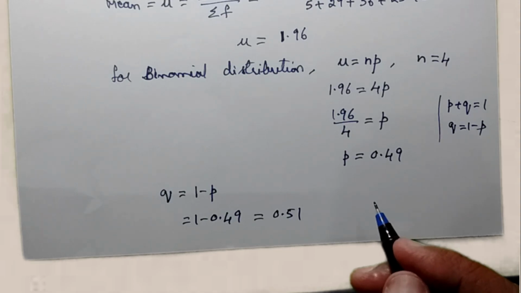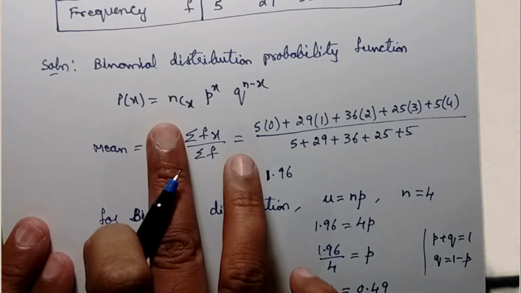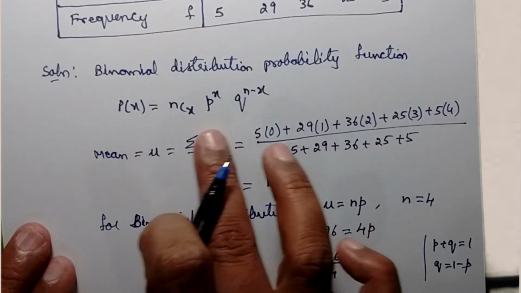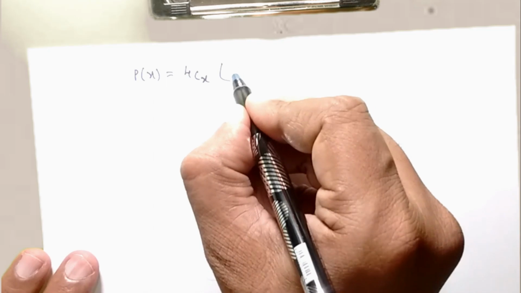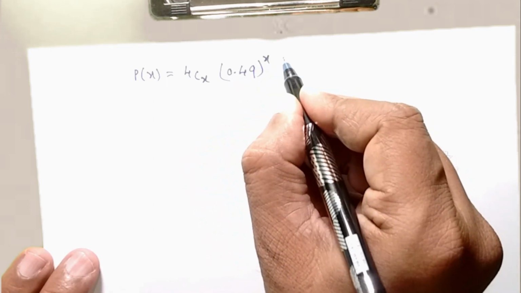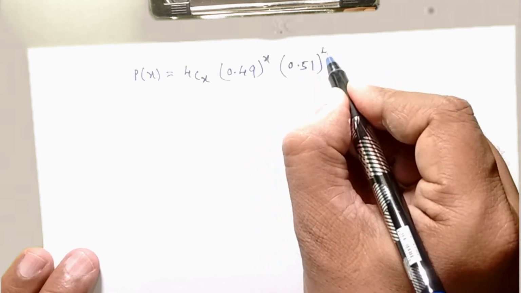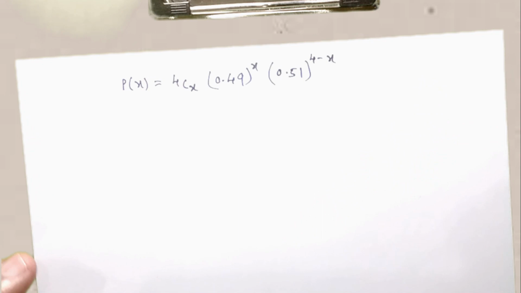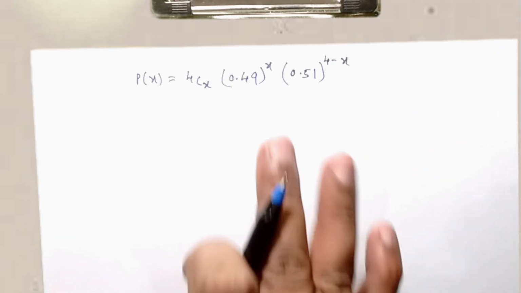1 minus 0.49 will be 0.51. So you got the value of P, you got the value of Q. So you can just plug in this P of X value. We have P of X equals nCx, that is 4Cx, P to the power of X. What is the P value? P value is 0.49 to the power of X. What is the Q value? 0.51 to the power of n minus X, that is 4 minus X. Right? So P of X value is obtained.